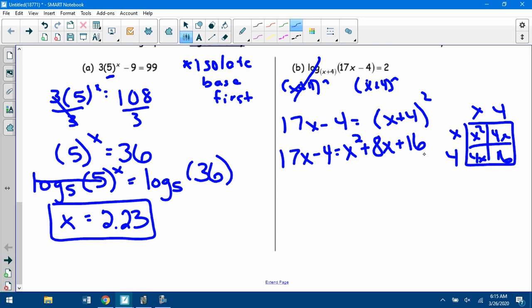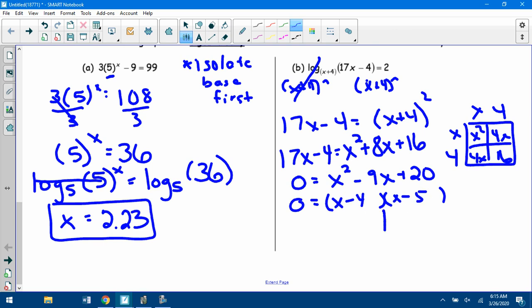And what? Make it equal to 0. So 0 equals x squared. 8 minus 17 would be negative 9x. And 16 plus 4 would be plus 20. Factor it. x minus 4, x minus 5. We get x equals 4. We get x equals 5.